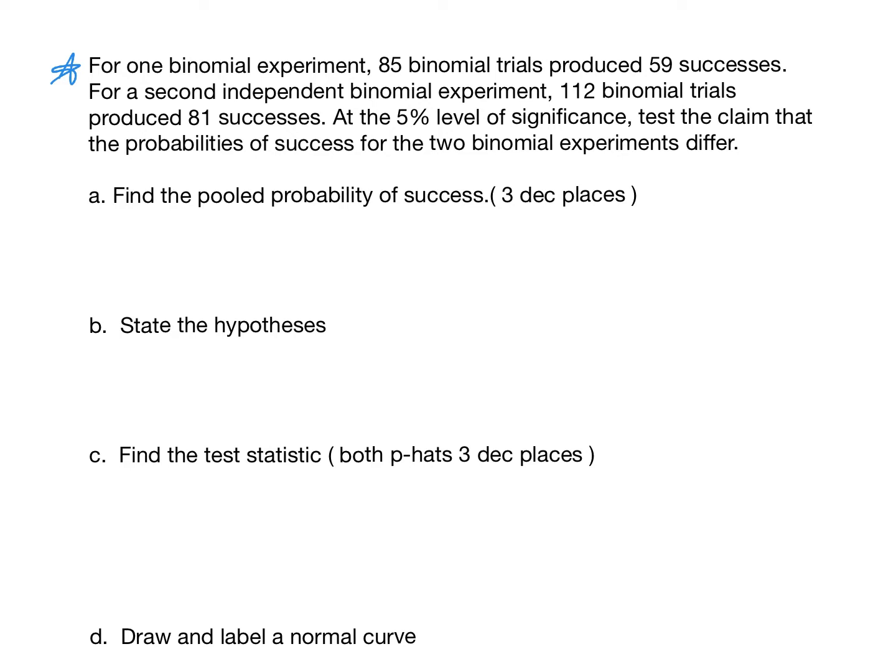I didn't make either of these real-world situations because of the data that's given, and the data is all you need. For one binomial experiment, 85 binomial trials produced 59 successes. For a second independent binomial experiment, there were 112 binomial trials, and it produced 81 successes. We're going to do our hypothesis testing at a 5% level of significance, and we're going to test the claim that the probabilities of success for the two binomial experiments differ.